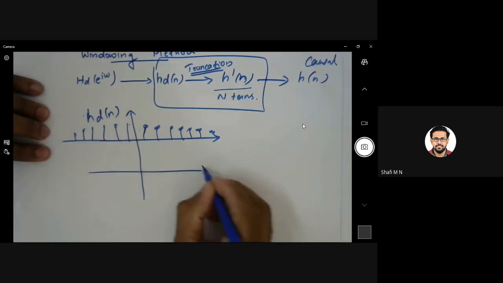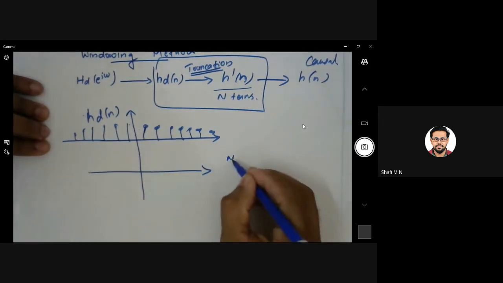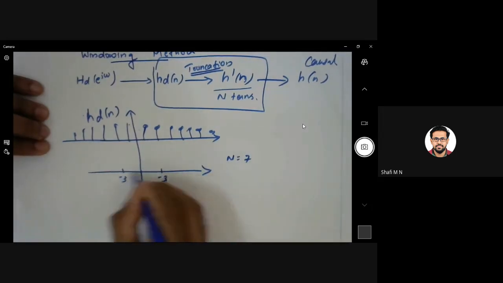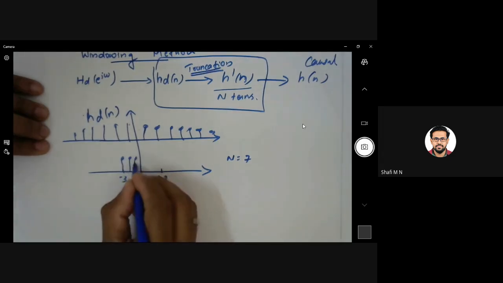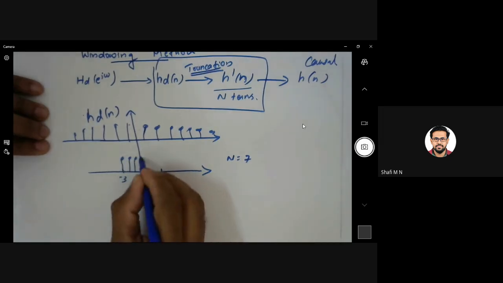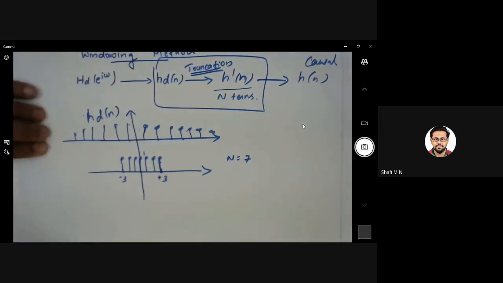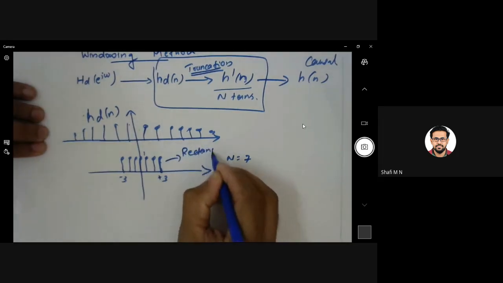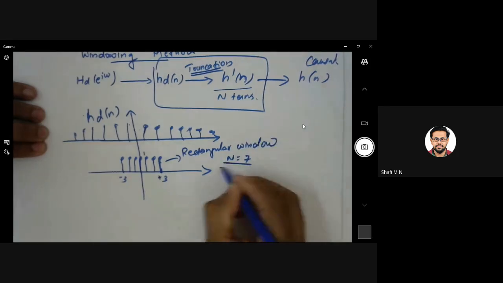You multiply with a second sequence. Say for example, if you need 7 elements, capital N equal to 7, you will take a rectangular window from the span -3 to +3. That means -3, -2, -1, 0, all these sample values will be 1, then 1, 2, and 3. This is what we call a rectangular window, with N equal to 7.